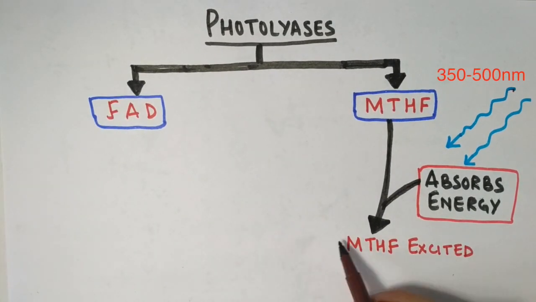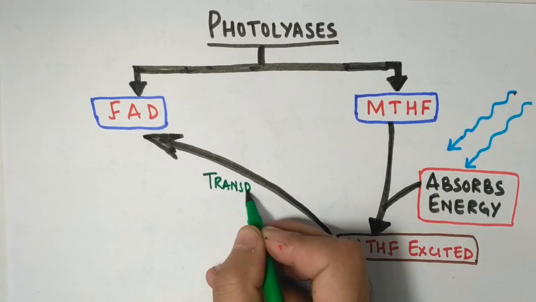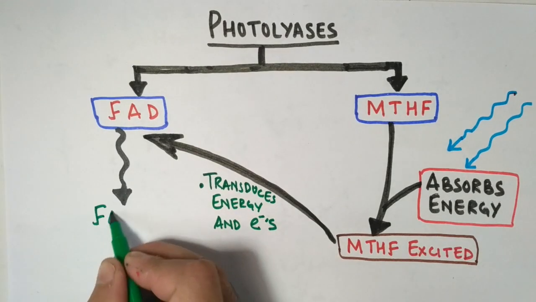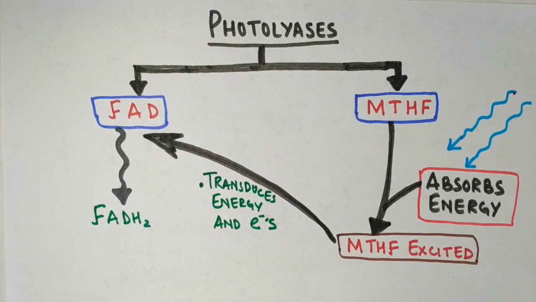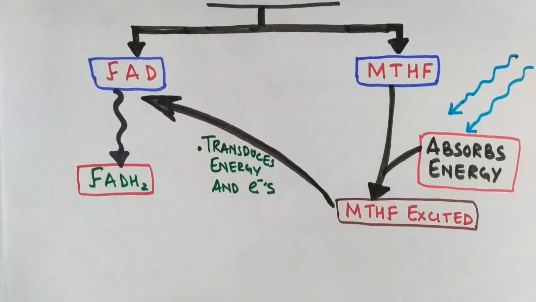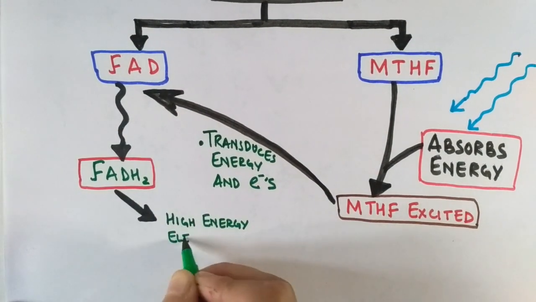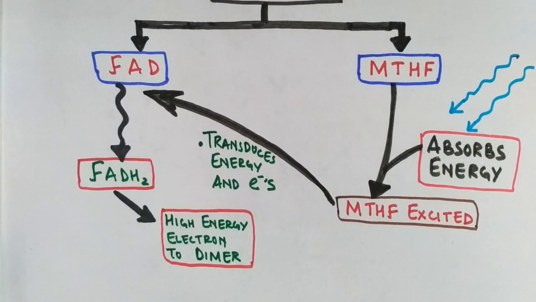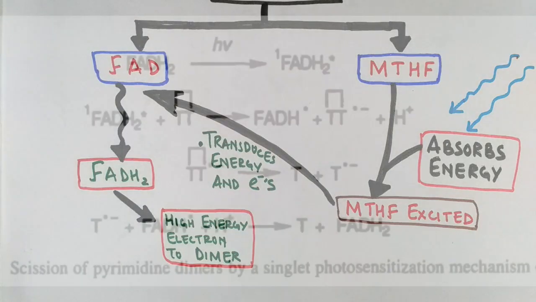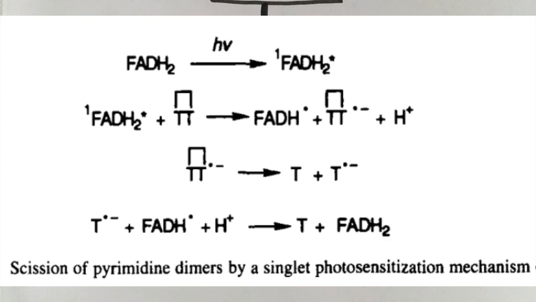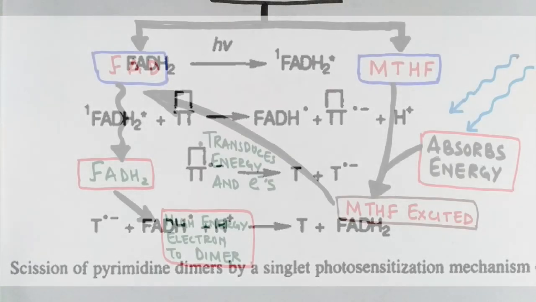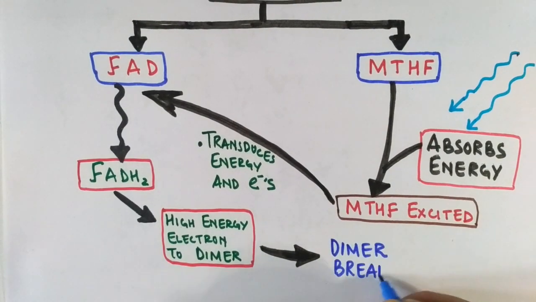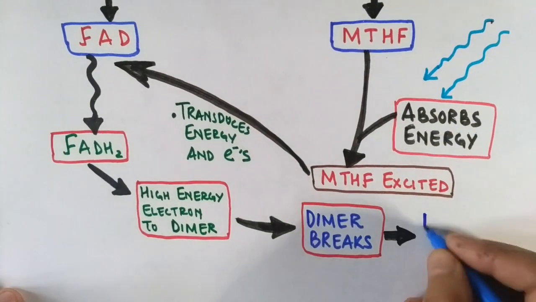Once MTHF gets excited, it transduces energy and electrons towards the FAD, and by accepting the electrons from MTHF, the FAD gets reduced to FADH2. And after that, this FADH2 transfers the high energy electron to the pyrimidine dimer, making a dimer radical. And these pyrimidine radicals are highly unstable and will spontaneously decompose to monomer and monomer radical anion as shown in the figure. Then finally the dimer radical splits into two pyrimidines, that is the dimer breaks off, and by this way we have the DNA fixed.